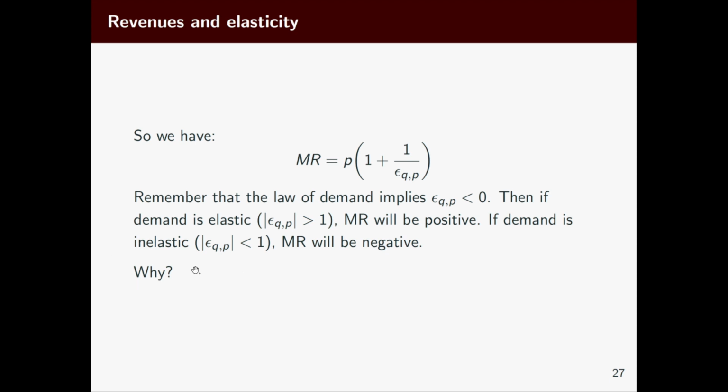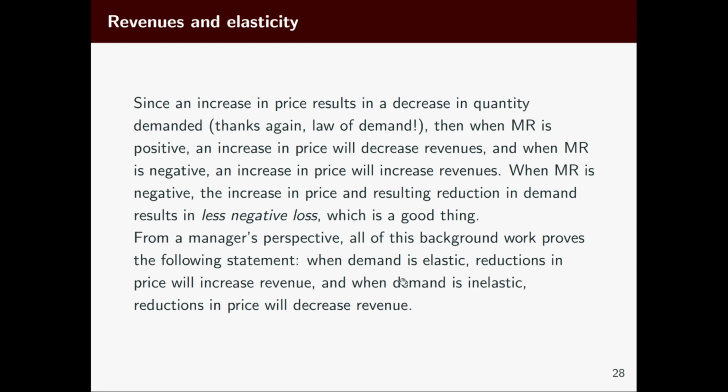Cool. So that's why, right? It's just this: if demand is elastic, marginal revenue is positive. Why is that true? We just need to plug in the values here and we see that it's just mathematically true. Okay, here's a lot of words. Let's just focus on this last sentence. I encourage you to read this whole thing, but the takeaway here is that when demand is elastic, reductions in price are going to increase revenue.